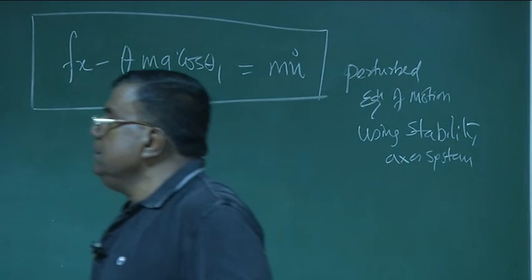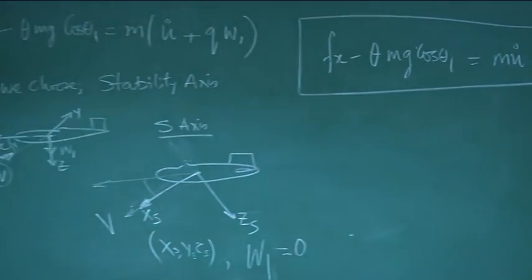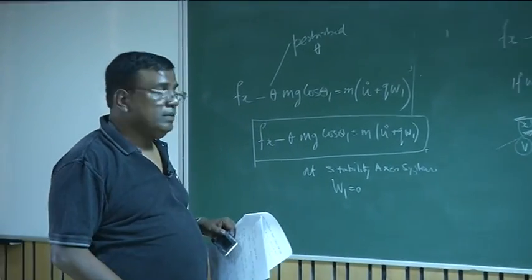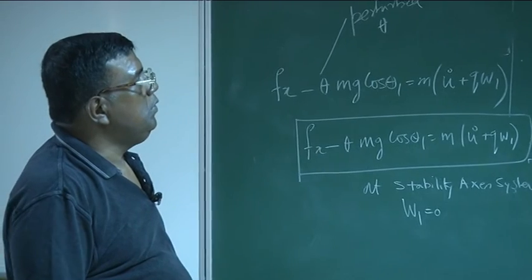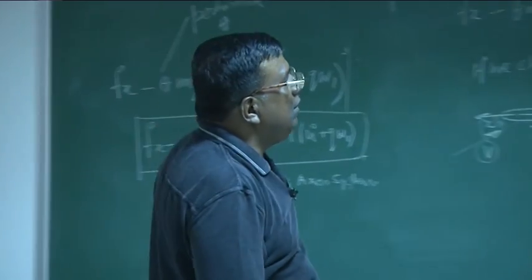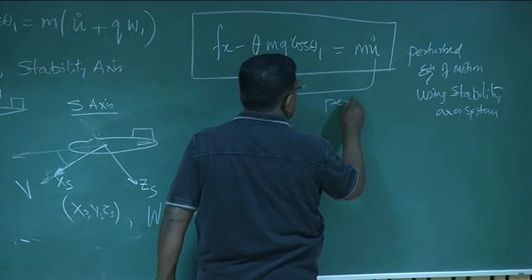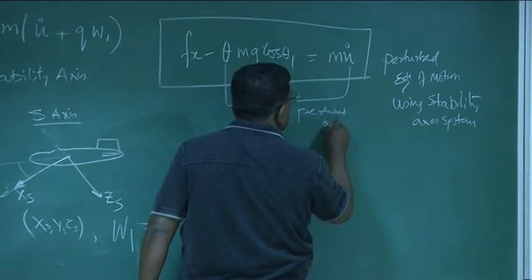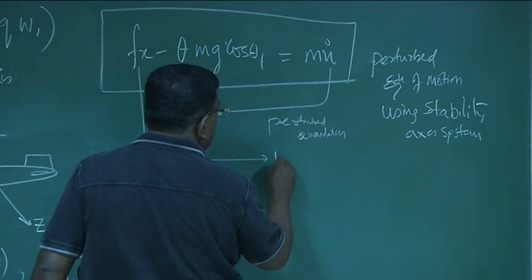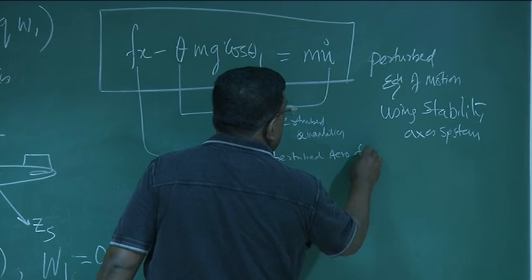Correct? This part is clear? So what is the understanding here? That the x-axis is pointing towards the velocity vector, so that there is no component of velocity along z direction. So W1 is 0. So my perturbed equation of motion along x direction looks like this: fx minus theta mg cos theta 1 equal to m u dot. And please understand, theta and u are perturbed quantities, along with fx, which is the perturbed aerodynamic force along x direction.